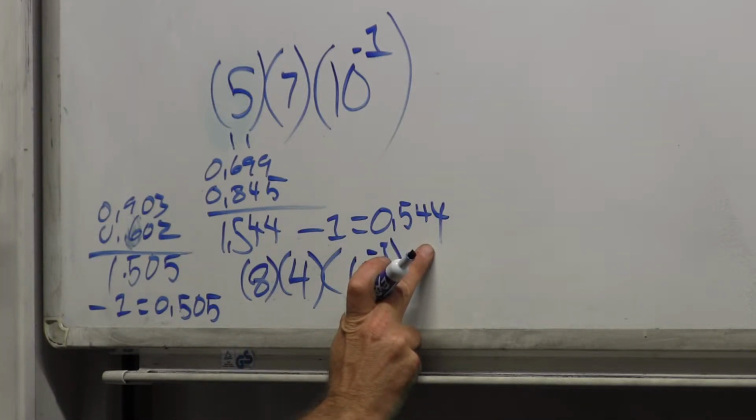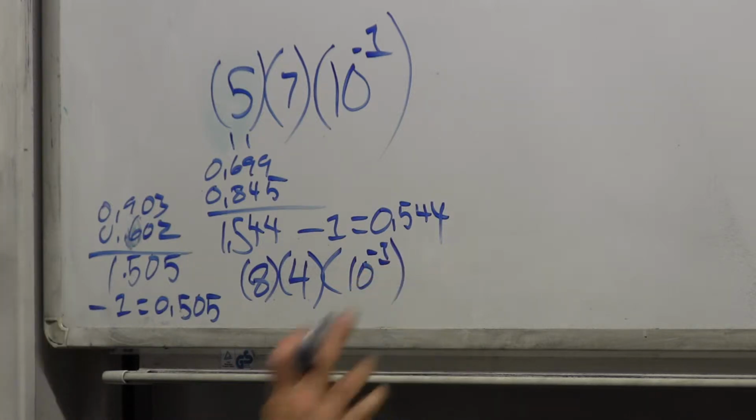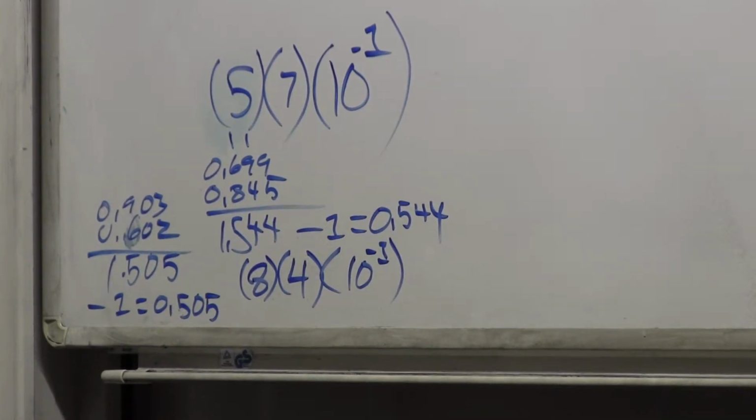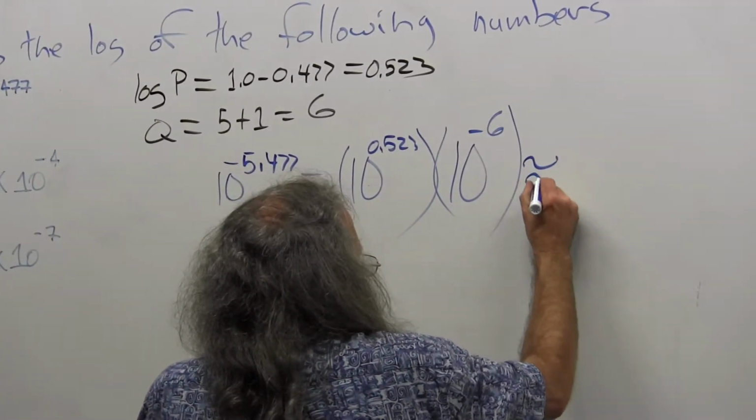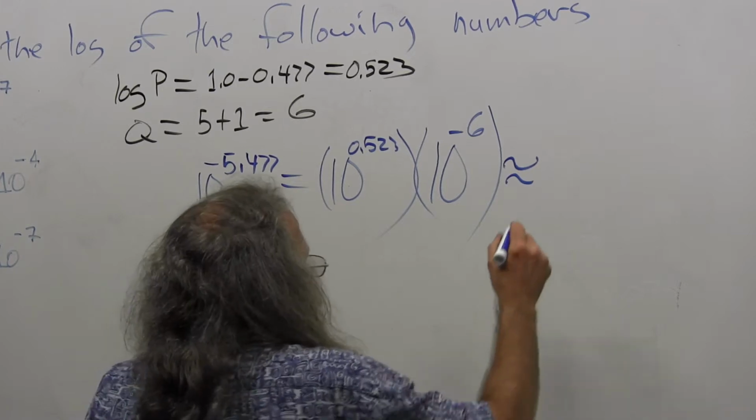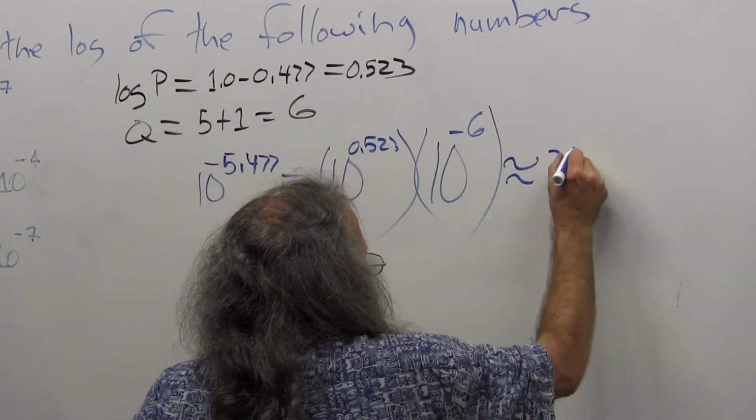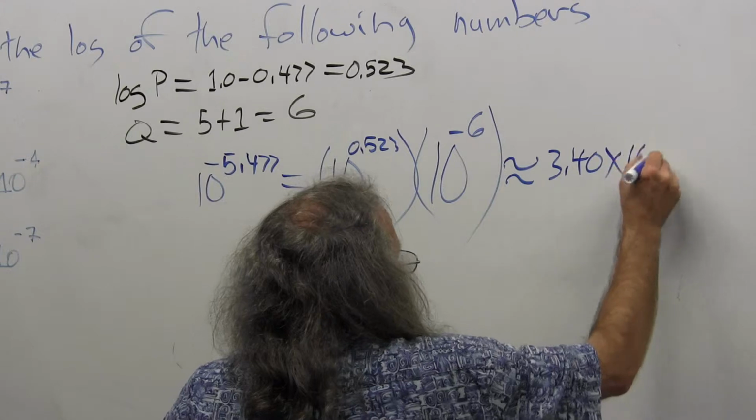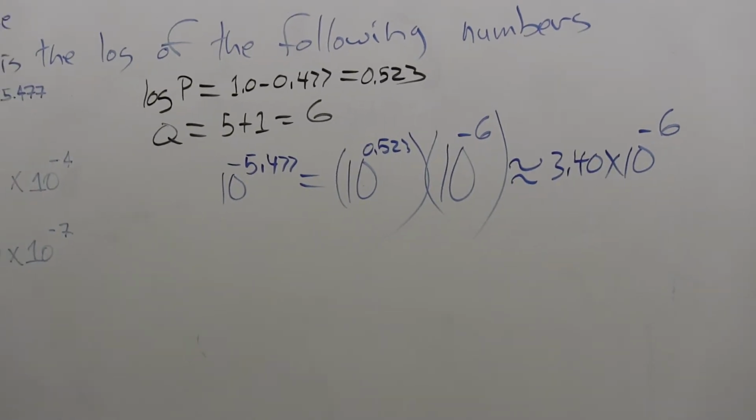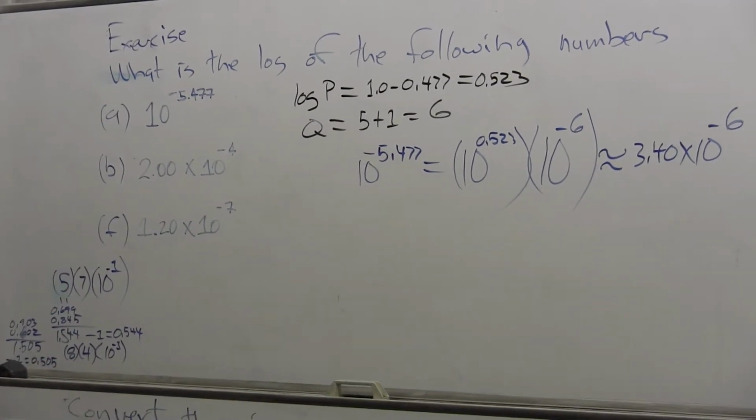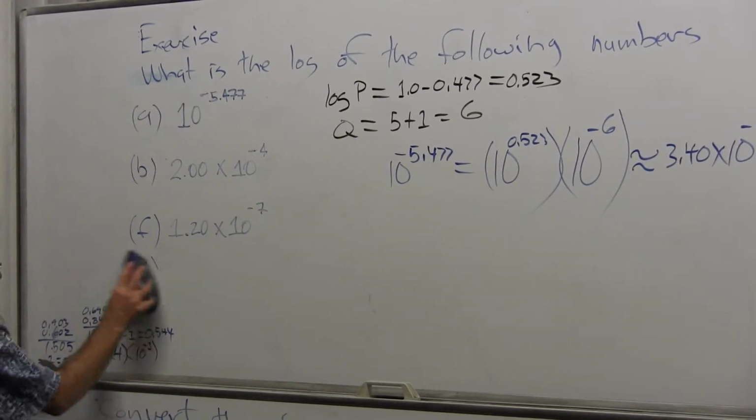3.5 is too big. So 3.2, there's 3.3 and 3.4. So I'll go with 3.4 and call it a day. So this is equal, because I don't want to spend too much time on it, to 3.40 times 10 to the minus 6. Okay, so in other words, we're not going to spend that much time on it. If I wanted to know, I could continue in this process and interpolate in such a fashion to find it.